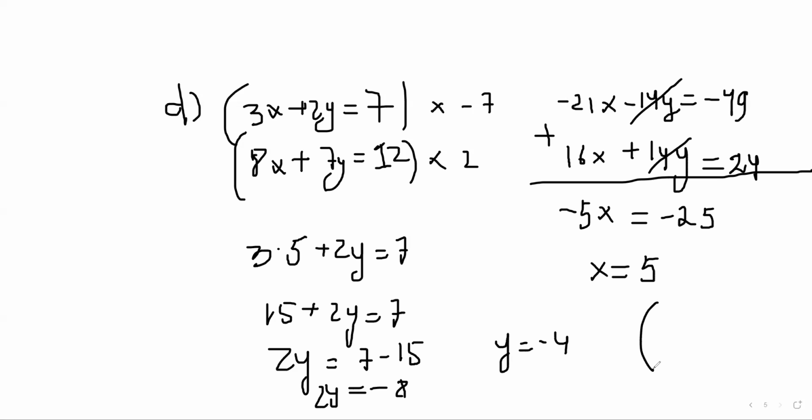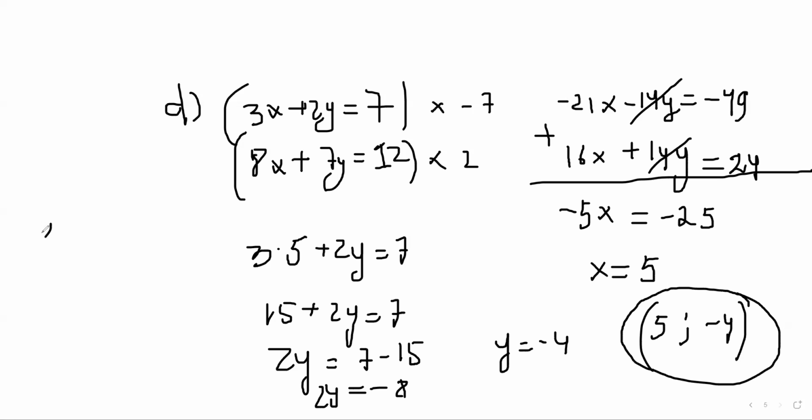So we have the pair of solutions 5, negative 4, with x coming first and y second. This pair is our solution. Or sometimes you can just write x equals 5 and y equals negative 4.